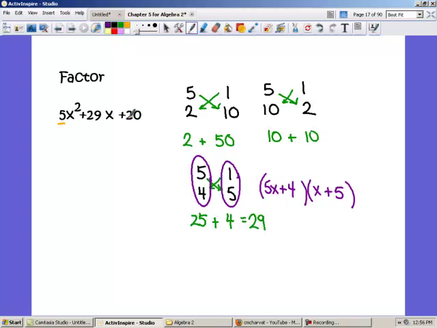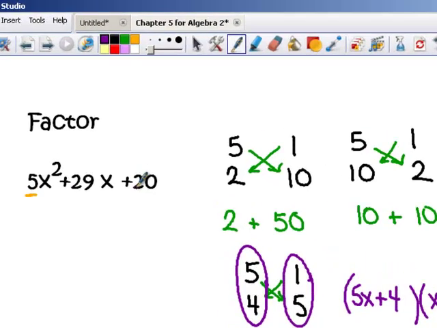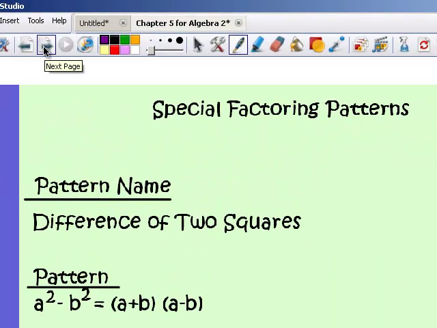I'm not going to go through and test this and check it. I'll leave that up to you, just for the sake of time.